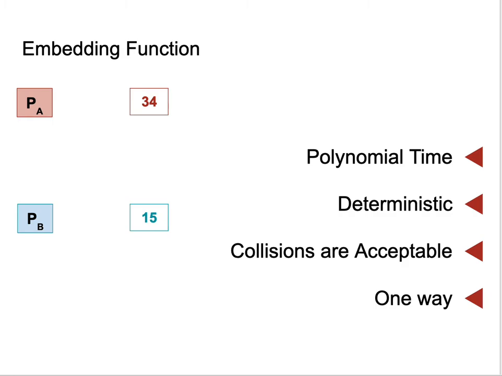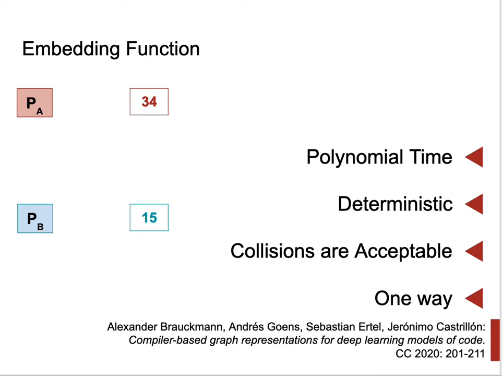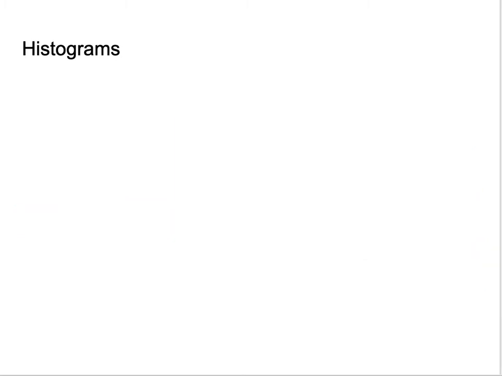Any function that performs such transformation is called an embedding function. There is a nice paper from 2020 written by Brockmann, Ertel, and Castrillon that discusses a number of different embedding functions. If you want to know more about them, I recommend you read the paper. We, for simplicity, will use one of the simplest embedding functions ever to explain how machine learning works in this domain of compilers. This very simple embedding function is the histogram of instructions in a program.